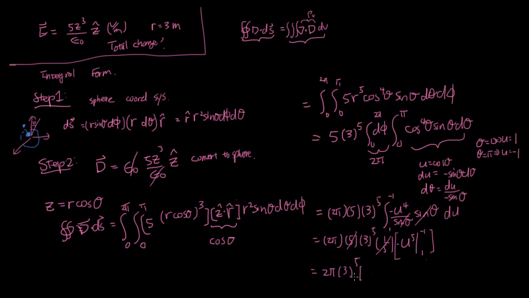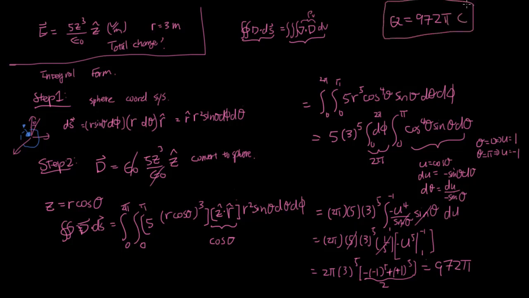Then if we open this up, you're going to have minus 1 to the fifth, minus 1 to the fifth. That's going to give you 2. Oh, oops, this should be just a plus 1 in here, but that negative sign distributes, so this is a plus. Point is, you're going to get 2 on the other end, and that is going to give you a grand total of 972 pi. And so in the end, we'll just write this out here. Your total charge is going to be equal to 972 pi coulombs.